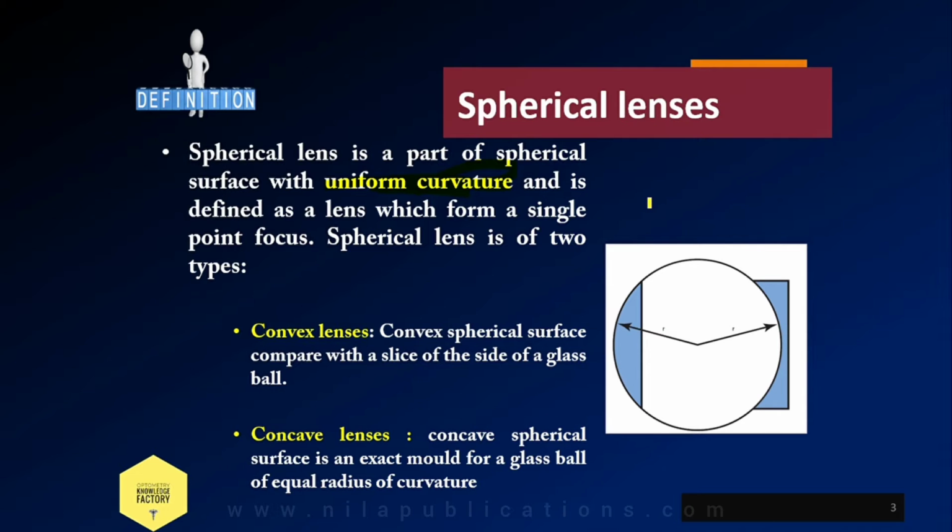Convex lenses: a convex spherical surface can be compared with a slice of the side of a glass ball. This is a glass ball with radius of curvature r. This surface is the convex spherical surface. Then concave lenses: a concave spherical surface is an exact mold for a glass ball of equal radius of curvature. This area is the concave surface of a spherical surface with a radius r.